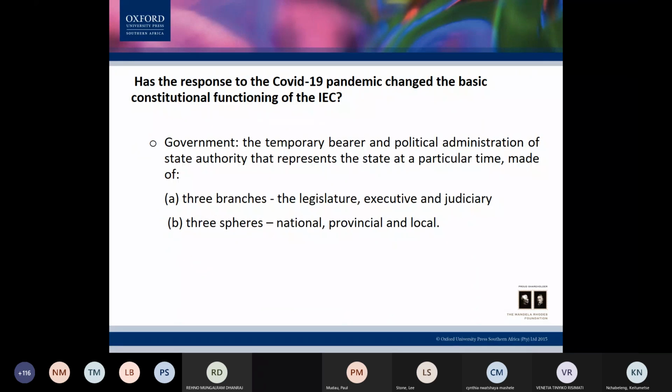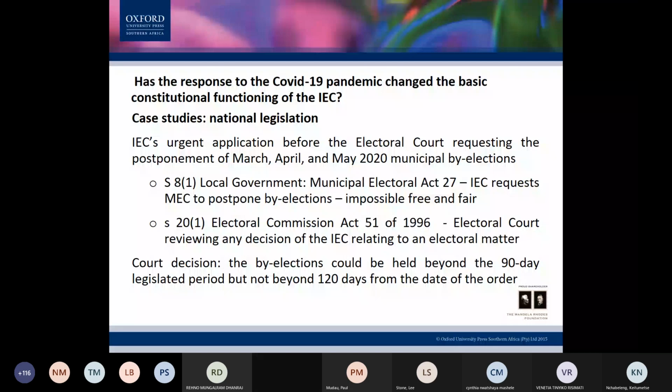Then what is a government? The government is the temporary bearer and the political administration of a state authority that represents the state at a particular time. In the context of South Africa, the government is made of the 3 branches of government: the legislature, the executive, and the judiciary, and the 3 spheres of government made of the national, provincial, and local government. And I still continue with my question.